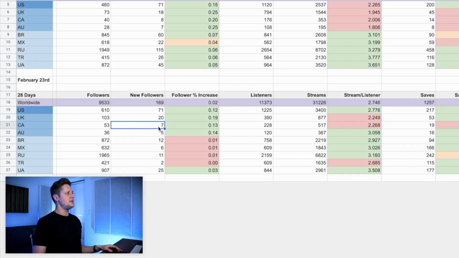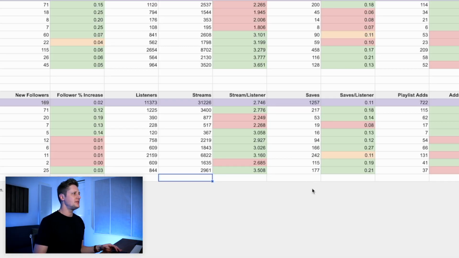So basically the growth has remained consistent. I'm getting about 20 followers a month from the UK, and about 70 followers a month from the US. You can also see that the percentage increase in followers has increased dramatically in these English-speaking countries because I've been targeting them more heavily, and it's dropped off a lot in the lower countries except for the Ukraine, which is holding strong.